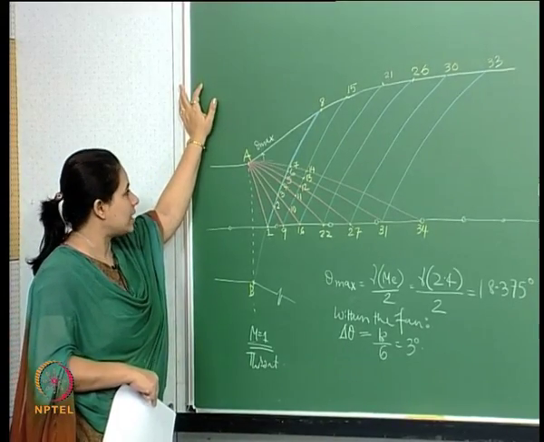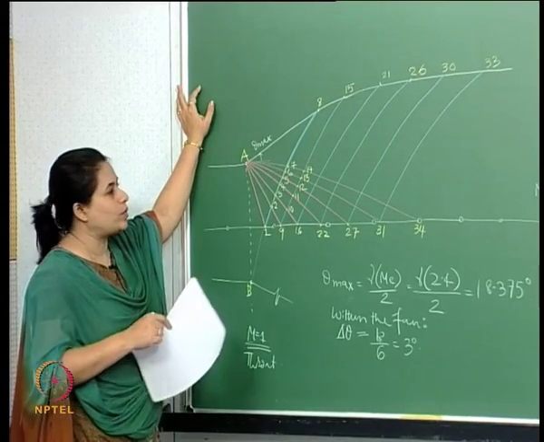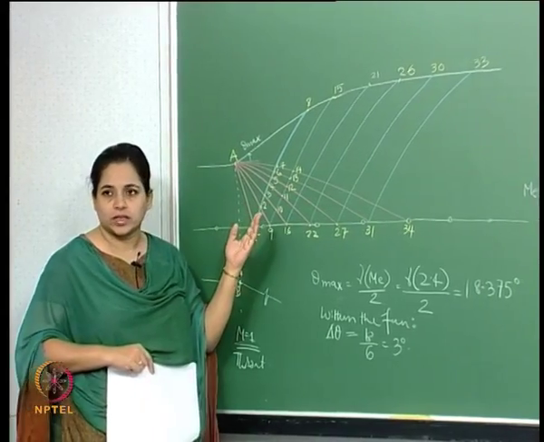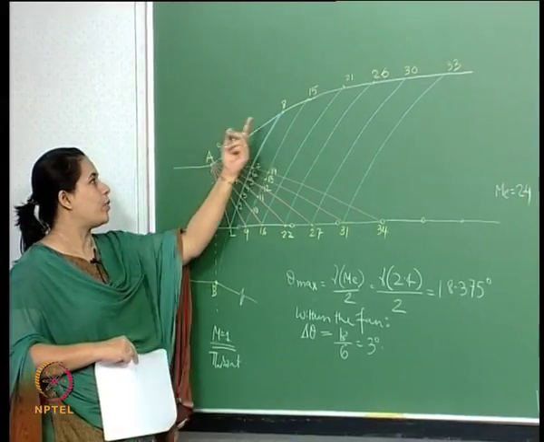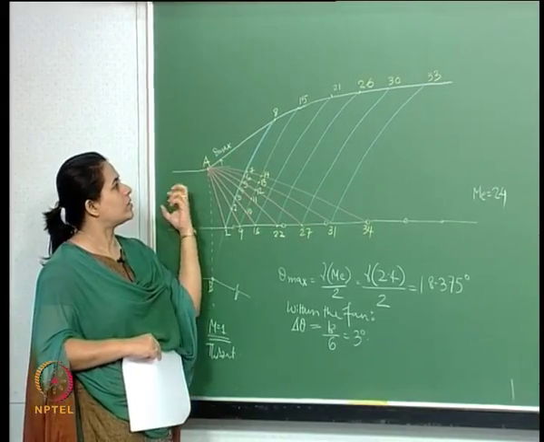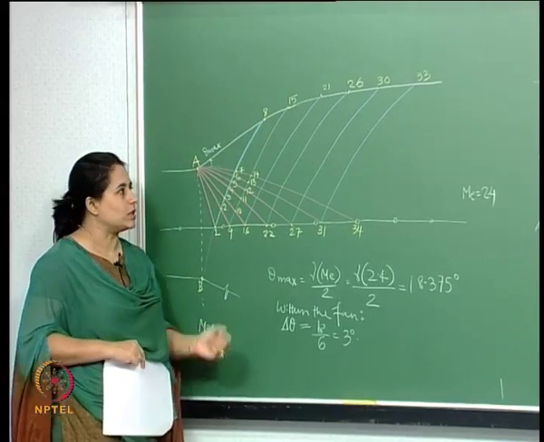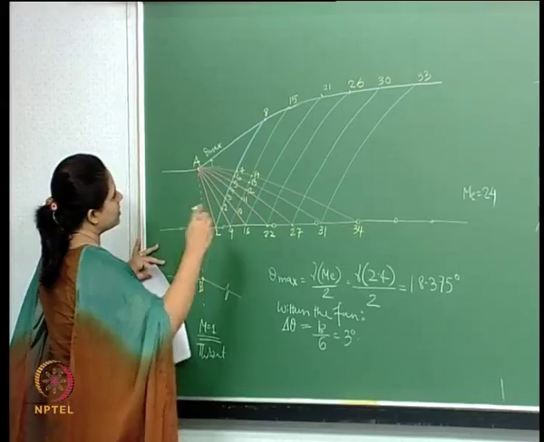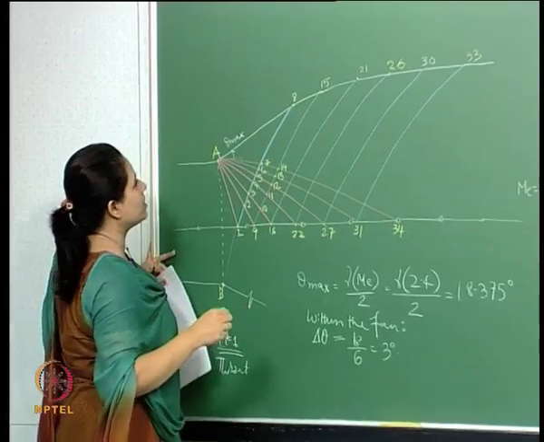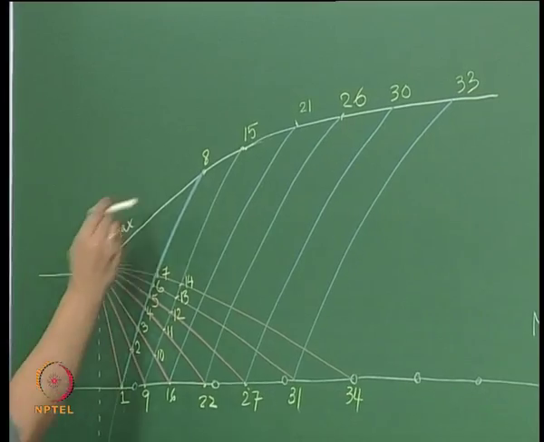Finally, when we write a computer program and do this, we are going to have many more such characteristics, so this point will probably get closer to this. In this particular problem I have exaggerated that just to walk you through the procedure. So let us say that the point A is connected by a straight line to this point 8.